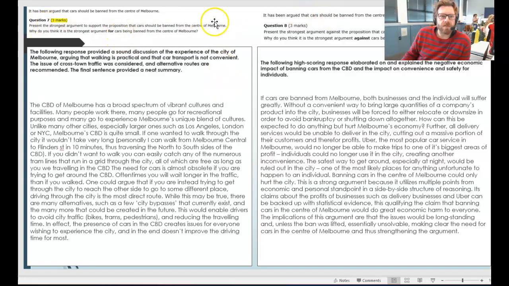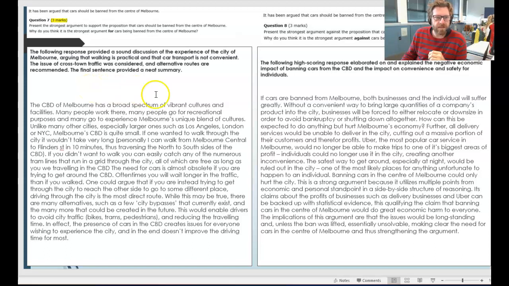Okay, here we go. This is question 7. This is a low-scoring one as well. 3 marks, okay? So keep that in mind. Nowhere near as high as, I think it was questions 3 and 4. It says here, present the strongest argument to support the proposition that cars should be banned from the centre of Melbourne. Okay, why do you think it is the strongest argument for cars being banned from the centre of Melbourne? Okay, all right, nice and simple question.